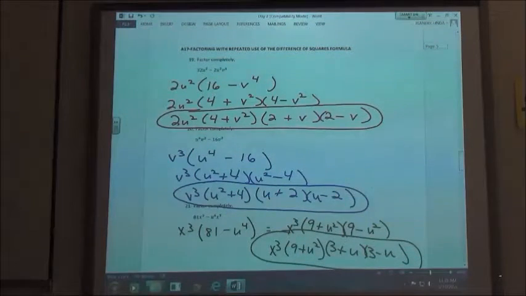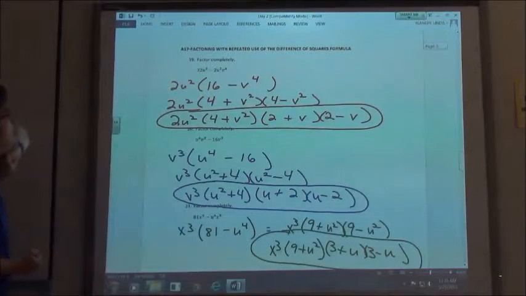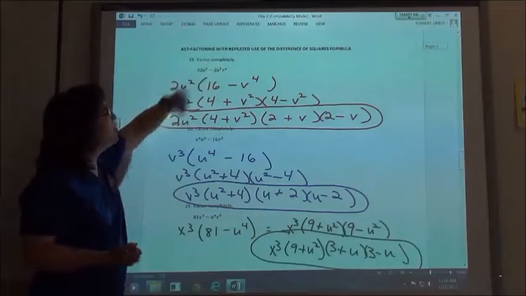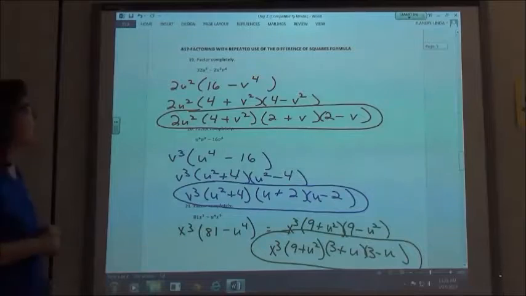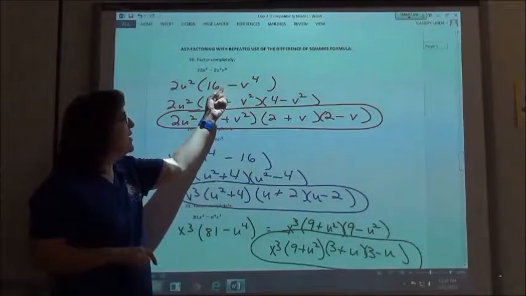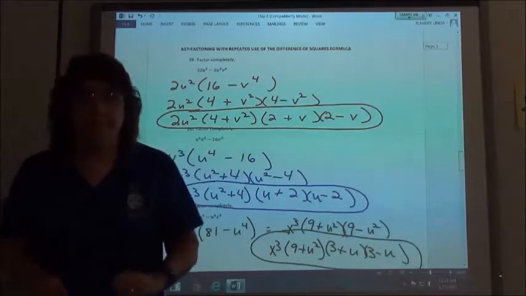So you won't see the name when you're on the assessment, factoring with the repeated use of difference of squares. You'll just see factor completely. Know that whenever it says factor completely, do the greatest common factor first. And then hopefully you recognize you have the difference of squares and then the difference of squares a second time.